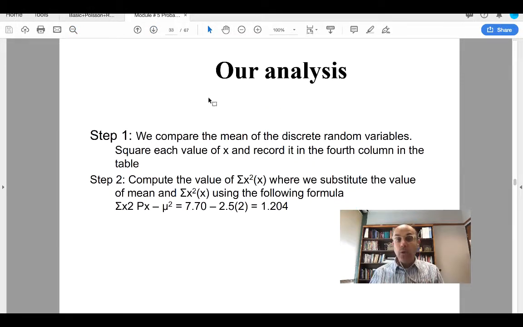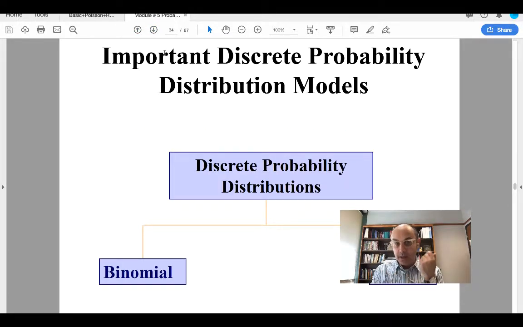So how do we analyze? We compute the mean of the discrete random variable, square each value of x and record it in the fourth column of the table, and then we compute the value of x squared multiplied by P(x), where we substitute the value of the mean using the following formula. So this is how I analyze our idea.